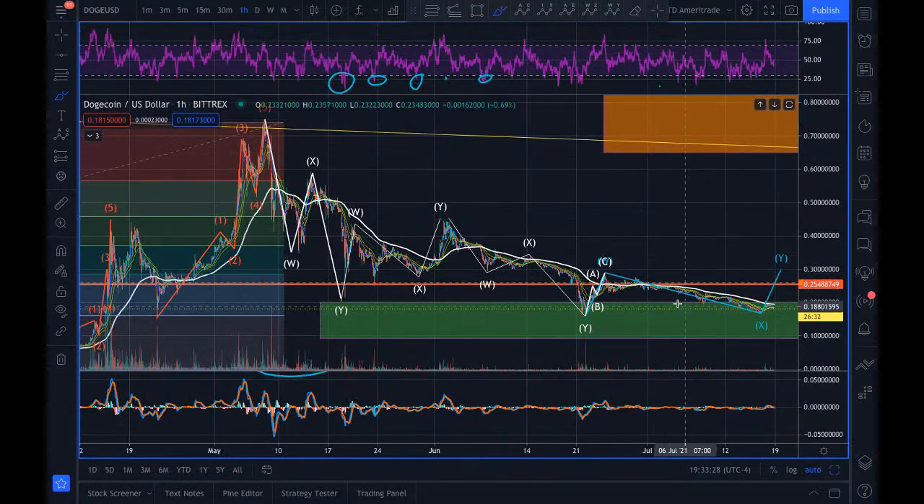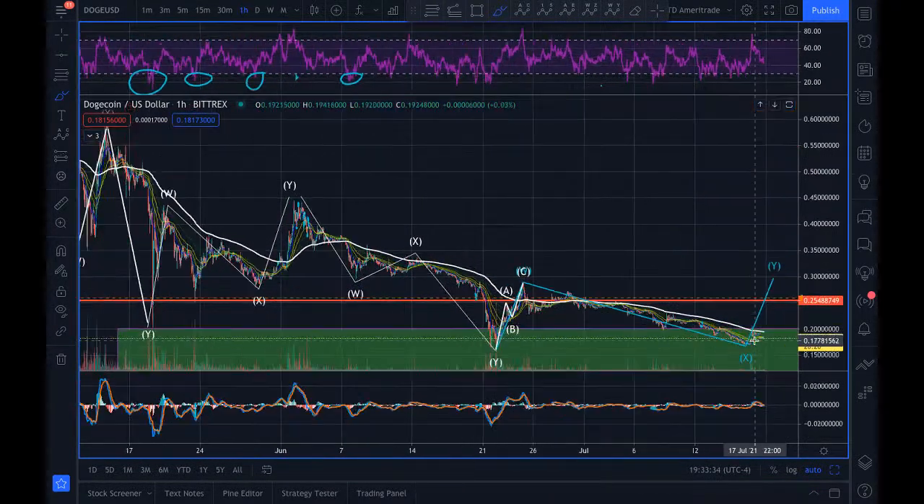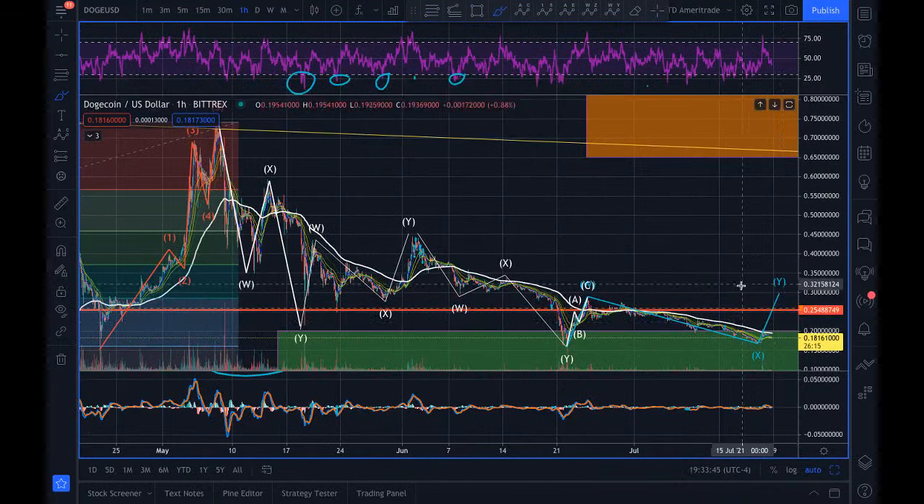So this could have been the 3 waves up, but I think that was too small. So I really do think we're due for a third wave up. 1, 2, 3. And then it'll go back down, either 5 waves for the final leg down or 3 legs down.